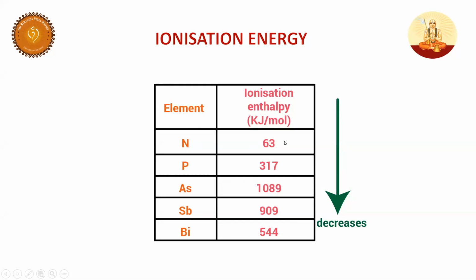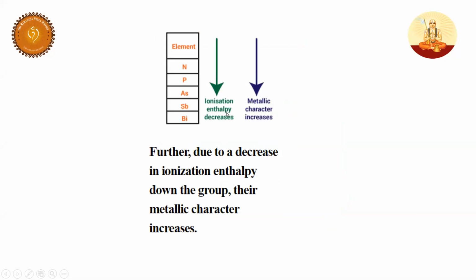As you go down, what happens? Ionization enthalpy decreases, so metallic character increases. When metallic character is increasing, that's why bismuth is a metal. Arsenic and antimony are metalloids, and nitrogen and phosphorus are non-metals. Ionization enthalpy is a very important tool to measure the electropositive character. As you go down, IP decreases, metallic character increases. So bismuth is a metal.